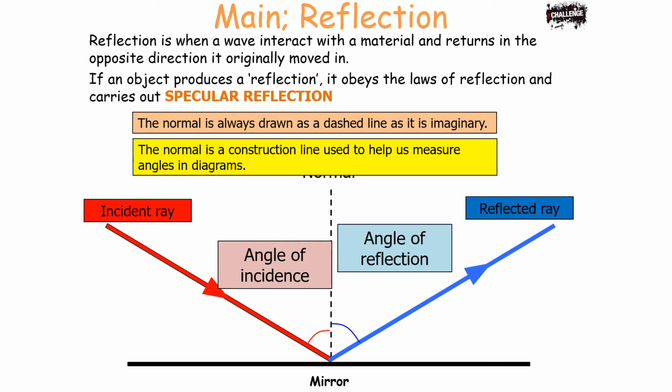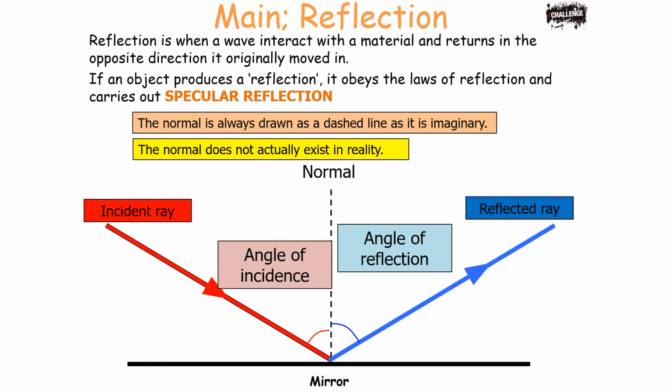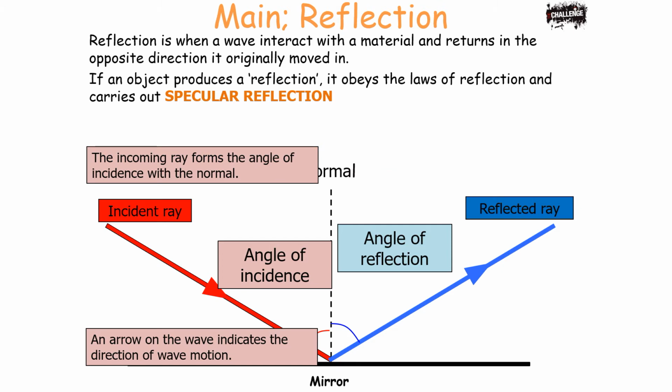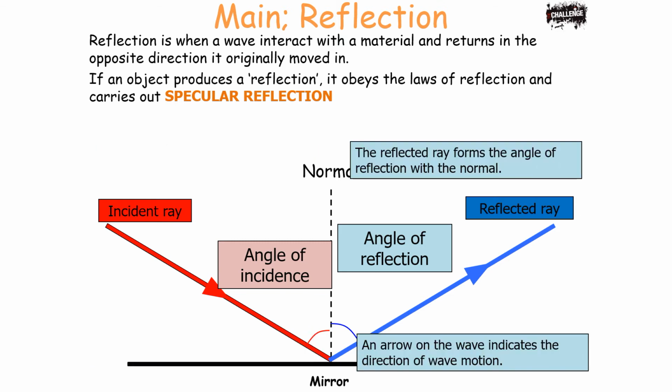Another way you could phrase it is that the normal is a construction line, as it helps us measure or construct angles in the diagram. The normal is named the normal because it is normal, or perpendicular, to the surface of the mirror. The normal, like we said before, does not exist in reality. What happens in specular reflection is the incoming ray forms an angle of incidence with the normal. An arrow on the wave indicates the direction of wave motion, and then the reflected ray forms the angle of reflection with the normal, and the arrow again indicates the direction of the wave motion.